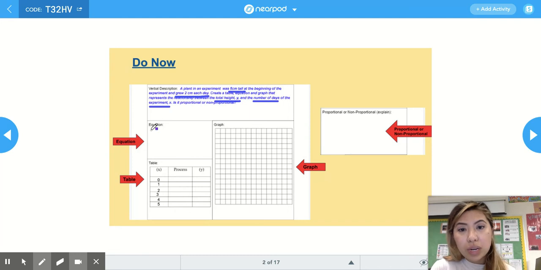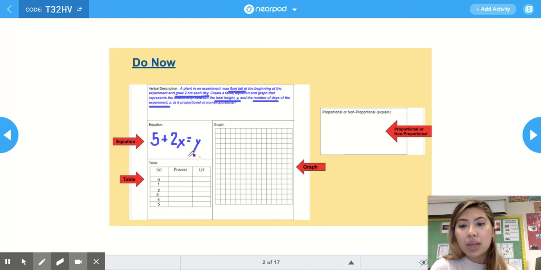So starting with the equation, the initial height is 5 centimeters tall, so that's going to be our y-intercept. So we have 5, and then because the plant grew, I know that I'm adding height. So I'm adding the 2 centimeters each day, and y represents the total height, so that means that x represents the number of days. And since it grew 2 centimeters each day, it's going to be 2x. So my equation is 5 plus 2x is equal to y.